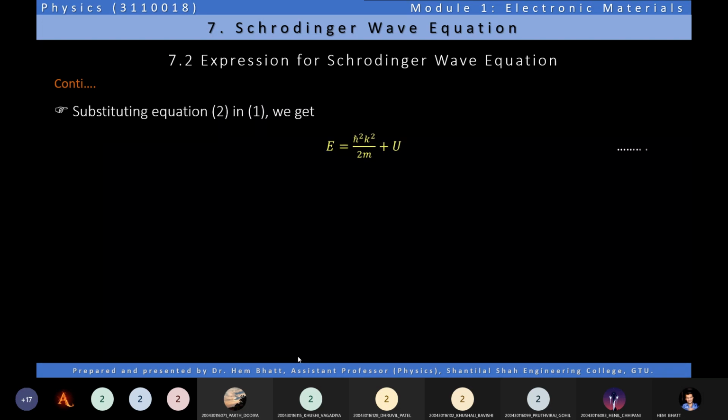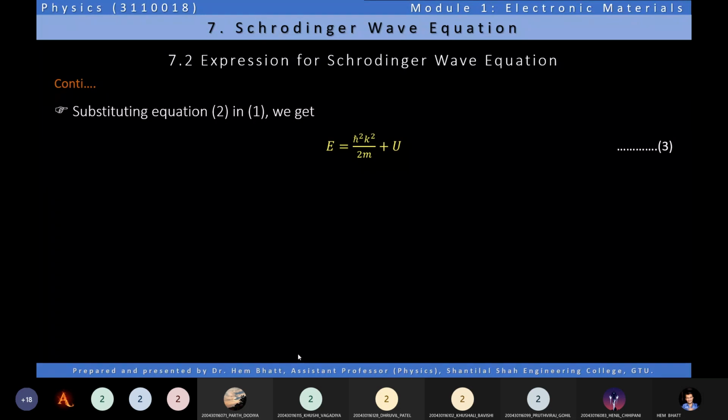And this is what we get. E is equal to h cut square k square by 2m plus U. So far we have considered the particle characteristics of the electron.